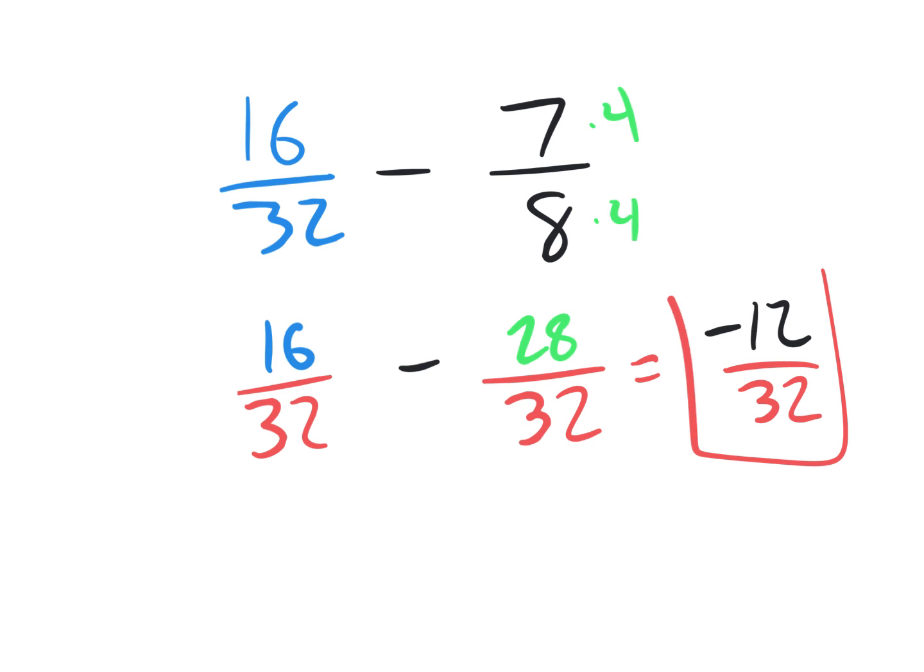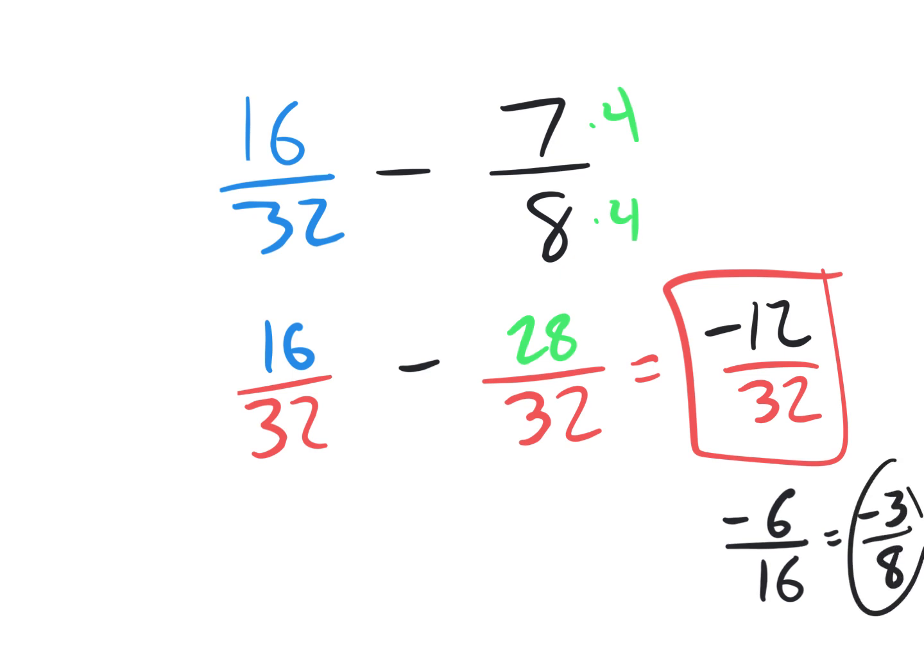That's our answer. But could we reduce it? The answer is yes. Again, always try to at least cut them in half, right? Could you do half of 12 and half of 32? Yeah, you could. Of course, you could try something bigger, but let's just go with half right now. Negative 6 over half of 32 is what? 16? And we can do half again, right? So negative 3 over 8. And that's your final answer for that original question.